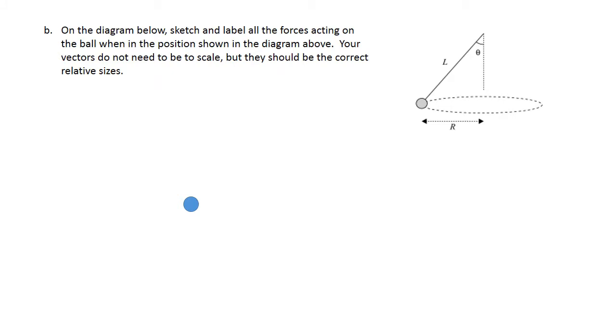Now we want to sketch all the forces acting on the ball. So I'll do that in red. We have the tension from the string, and we have the force of gravity pointed straight down. Notice that my force of gravity is smaller than tension. My y component of the tension would equal the force of gravity, and my x component of the tension is going to provide my centripetal force. These are components of tension and should not be drawn on this diagram.